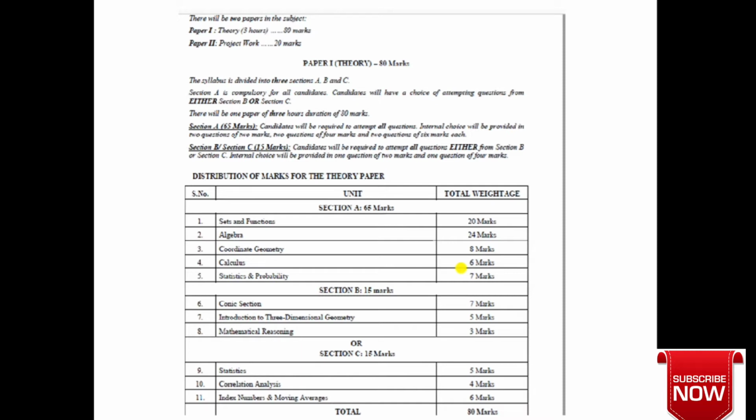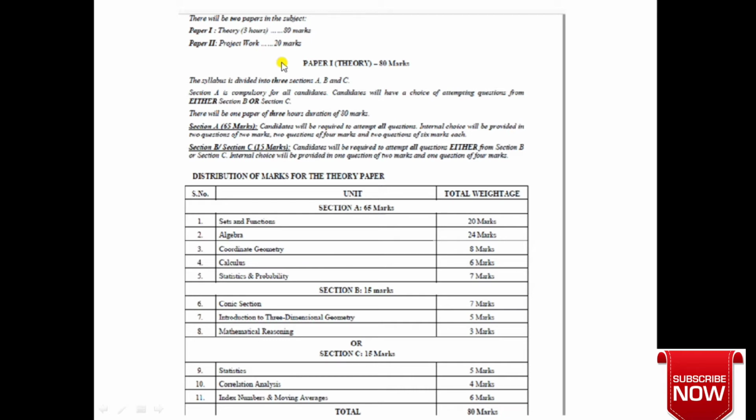chapters. As you can see, there will be two papers. Paper 1, the theory part, for which you will be allotted 3 hours, will consist of 80 marks. Previously paper 2 was not there, and this year it has been included in the syllabus, for which you have been given project work which comprises 20 marks.